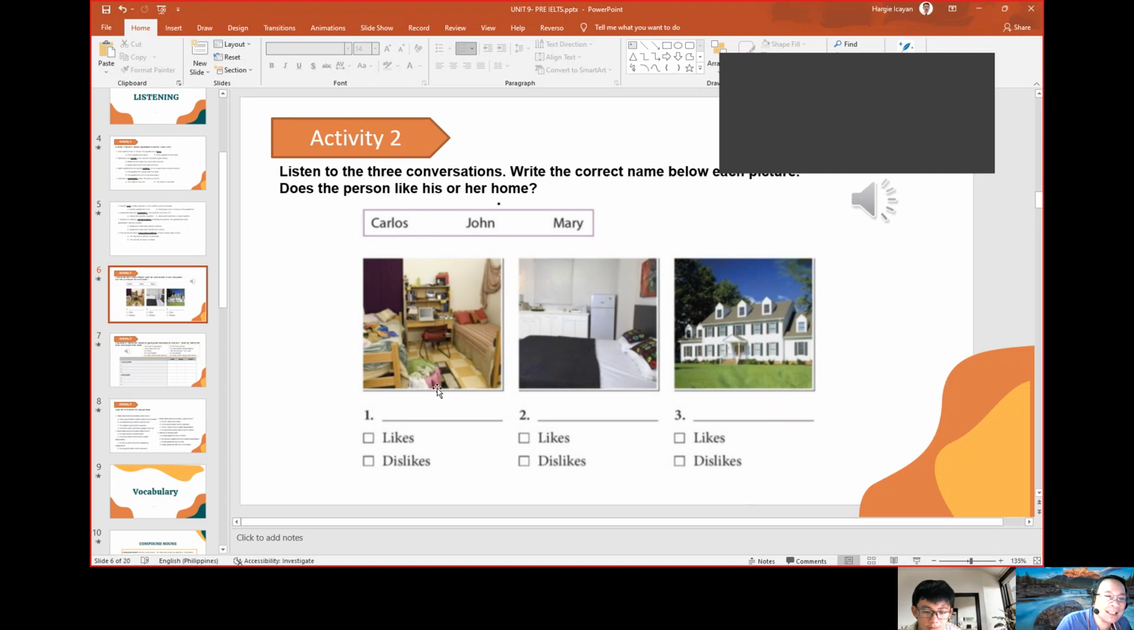Okay? So again, it's John, it's Mary, and it's Carlos. And of course, all of them have their own likes and dislikes too. Okay, very good. Now, I asked you last time, if I'm not mistaken, which do you think would be your likes here when it comes to the pictures? And you said it's number three, right? Yes. And me too. I like this one because it's a house. Okay, it's a bigger house. I don't like picture number one because it's messy. You said that, right? Okay.